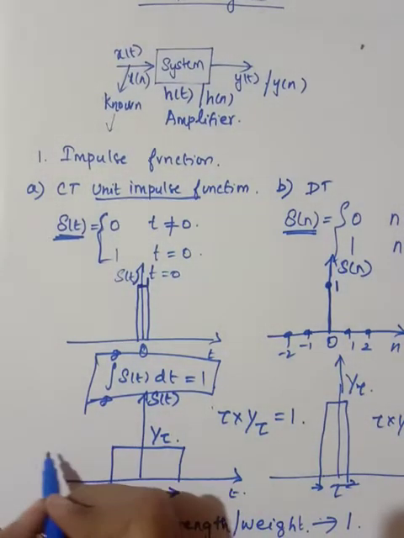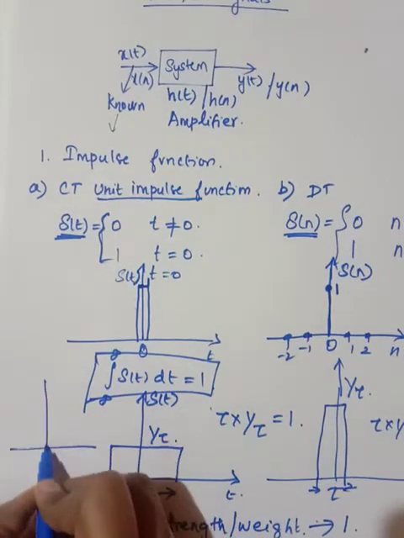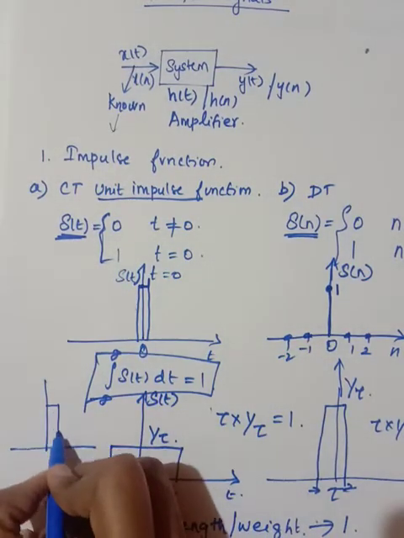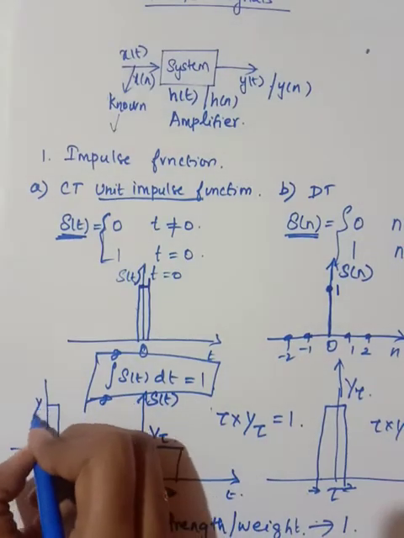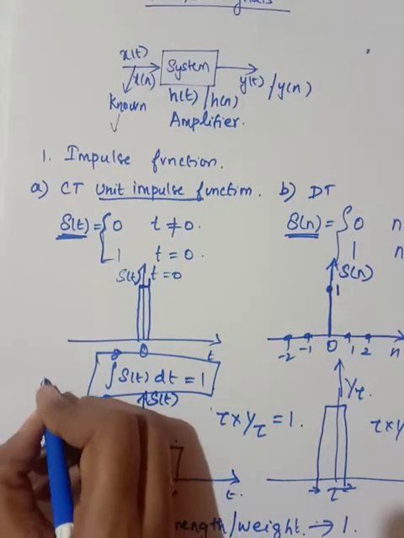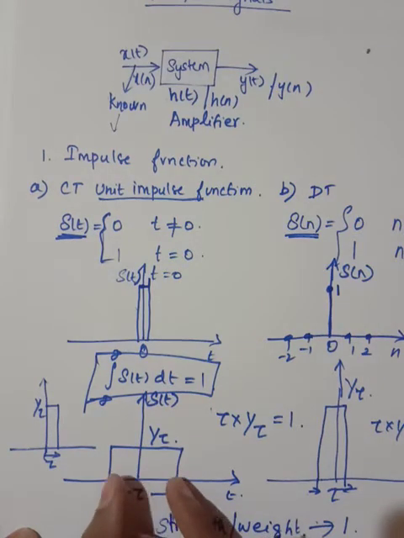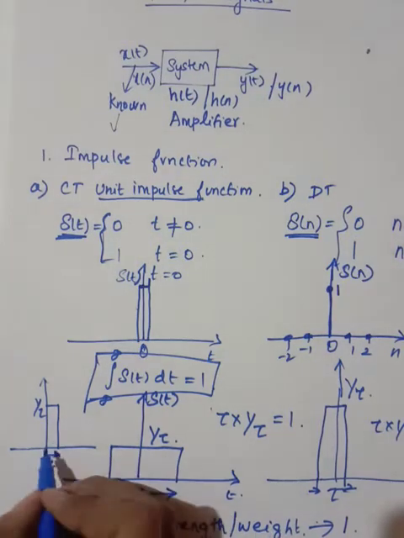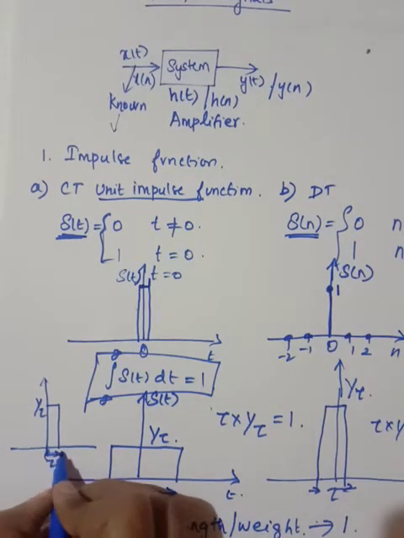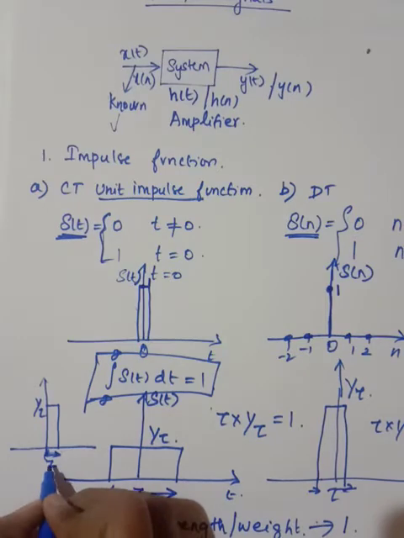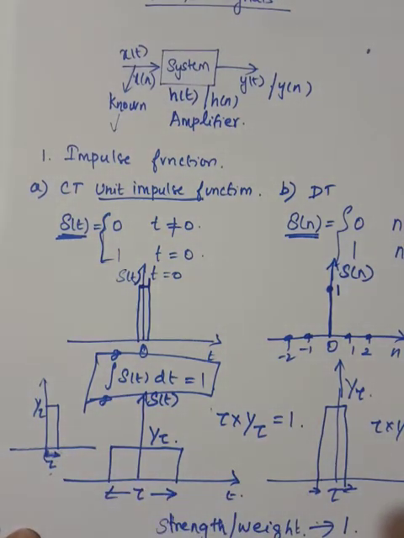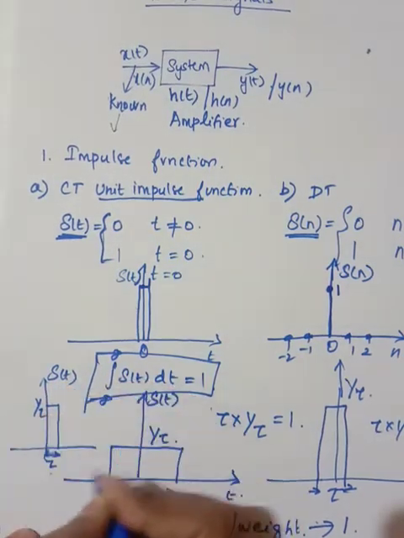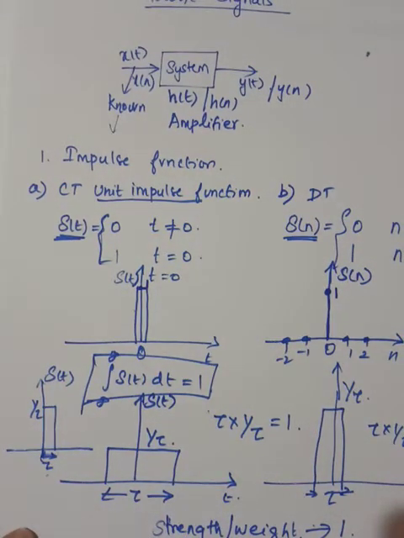You can also draw the impulse function like this, that is, of width tau and amplitude 1 by tau. It is not a condition that it should occupy both positive and negative time duration. You can draw it like this, right? So this is also a unit impulse with width tau and amplitude 1 by tau. This is also an impulse function with an area of unity.